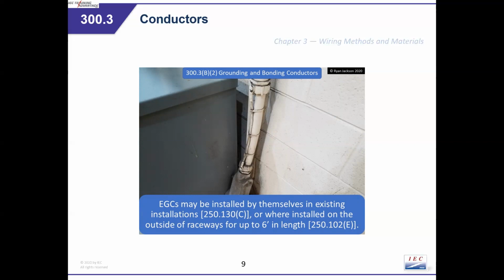300.3(B)(2), grounding and bonding conductors. Equipment grounding conductors may be installed by themselves in existing installations per 250.130(C), or where installed on the outside of raceways for up to 6 foot in length. Mainly serves the purpose of bonding. It's kind of a bond around method.